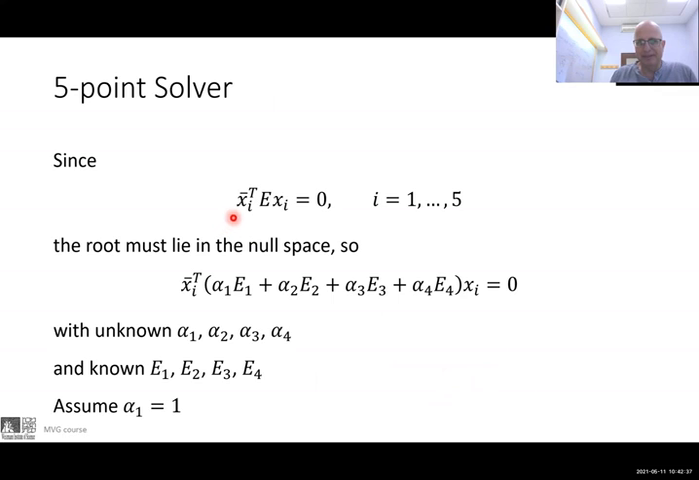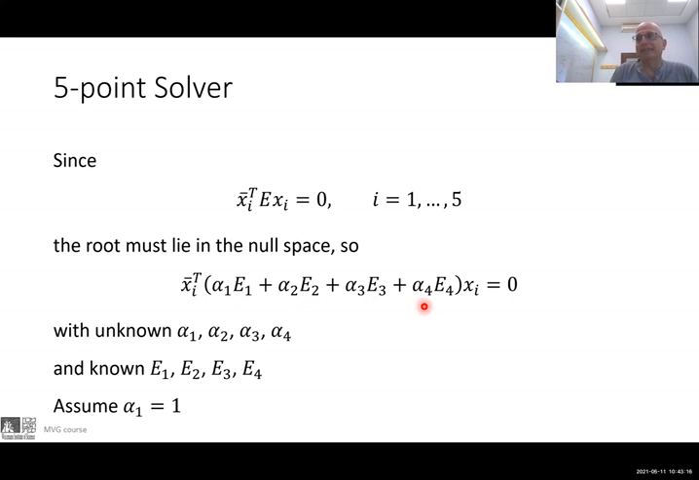So let's first treat this equation. This is a homogeneous equation that is linear in E. We have 5 such equations, and E has 9 components. So we can represent the null space of this equation; it's a 4-dimensional space, right? So the null space of this equation is 4-dimensional, and we can take a basis for this 4-dimensional space. We will call it E1, E2, E3, and E4.